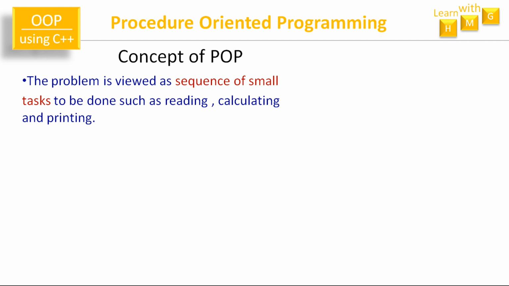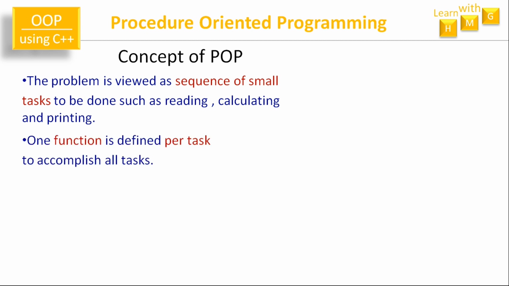The program or another problem for which we are writing the program. So that problem is viewed as a sequence of small tasks to be done, such as reading, calculating and printing. So the problem is divided into small tasks, and these tasks are sequenced properly. One function is defined per task to accomplish all tasks. So if there are 5 small tasks, these individual tasks will be performed by the individual functions. The primary focus is on functions.